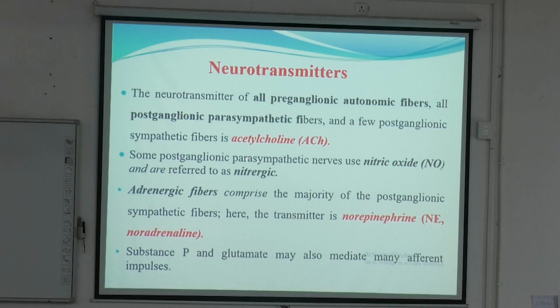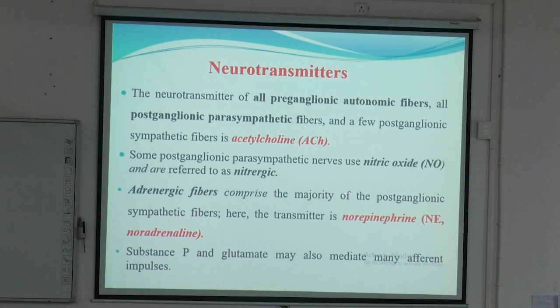There are some postganglionic parasympathetic nerves that can use nitric oxide, and they can be referred to as nitrergic. Basically, these are present in the blood vessels. So within the blood vessels, you know, there are endothelial cells and endothelium. And within the endothelium, there are innervations of the parasympathetic system in some cases. And they basically release nitric oxide. Nitric oxide basically dilates the blood vessels. So ultimately, it decreases the blood pressure.